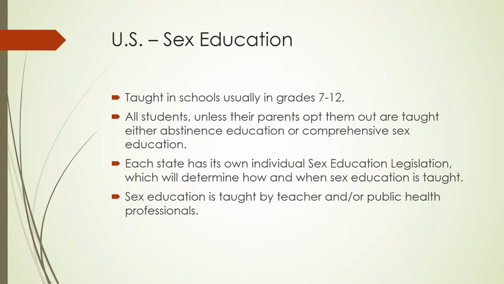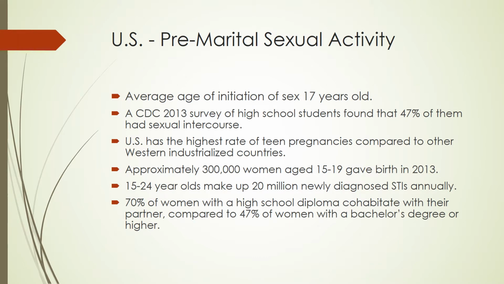Each state has its own individual sex education legislation, which will determine how and when sex education is taught. Sex education is taught by teachers and/or public health professionals. Regardless of who teaches sex education in schools, the curriculum must align with the Department of Health's standards. The average age of initiation of sex is 17 years old, and U.S. citizens usually don't marry until their mid-20s.